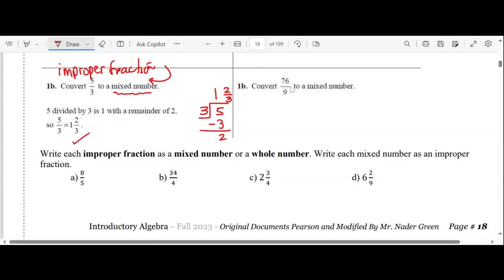Okay, can you do the next one? 76 over 9. Yeah, let's see who's faster, you or the mouse.